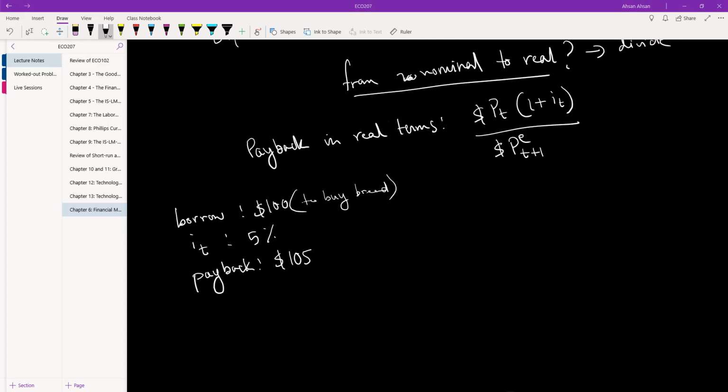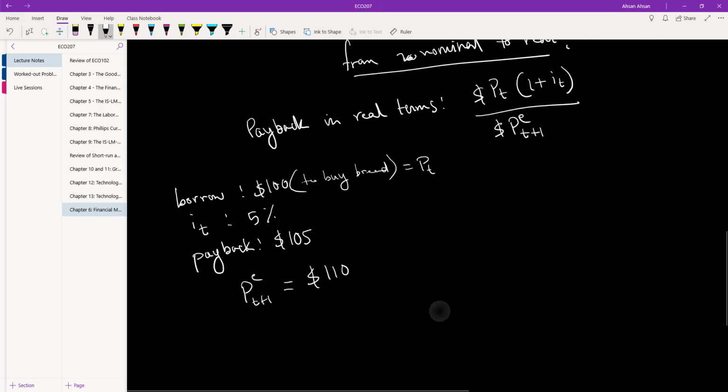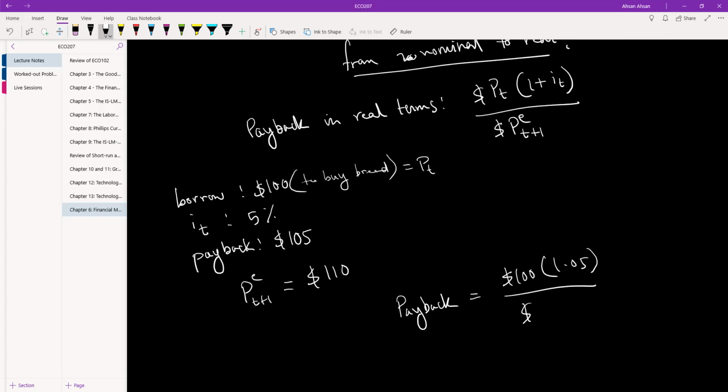So we can also say this is equal to price in period t. And what we expect price in the next period will be 110. Remember, because there's going to be a 10% inflation. If that is the case, how much are we paying back in real terms? What we are paying back is, same calculation, 100 times 1.05, but now we're dividing by 110. And then however much we get.